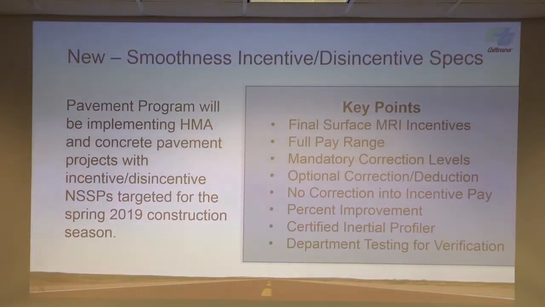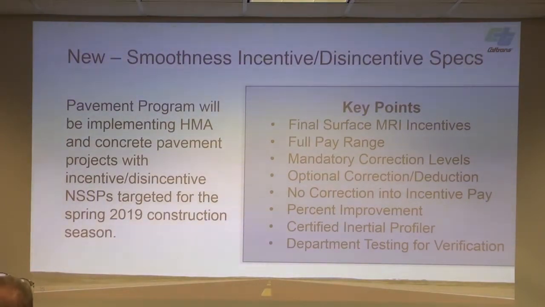So going back over these key points, these are final surface MRIs. They're performance-based. There's the full pay range, mandatory correction levels, optional correction or deductions, and a little grinding. We're not allowing them to grind into incentives. Percent improvement on asphalt jobs is always in play. We're still using a certified inertial profiler, and we still will be doing department testing for verification. Typically, at least, FHWA expects us to do about 10% at least of verification.